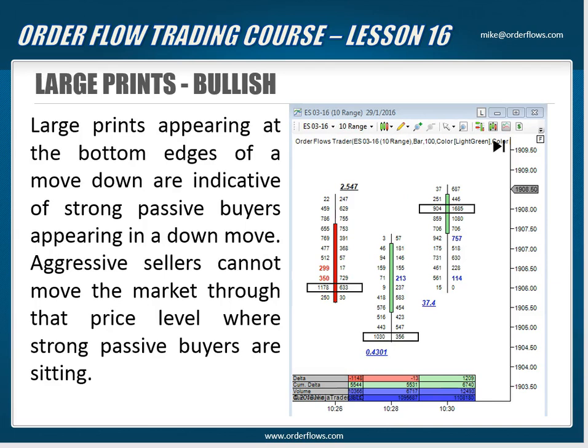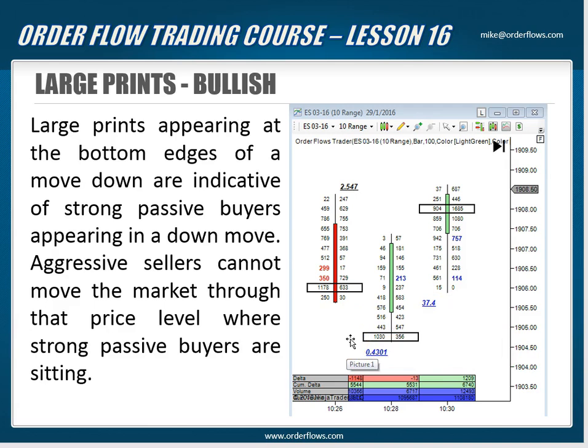Okay, the next one is large prints. Bullish large prints appearing at the bottom edges of a move down are indicative of strong passive buyers appearing in a down move. Aggressive sellers can't move the market through the price level where the strong passive buyers are sitting. So you guys see that as a ratio. Again, it's going to be blue. Unlike a small print, it's a different type of number. It's going to be a number closer to 0, usually a number between 0.69 or 0.7 and 0, which will indicate that there's heavy volume at the very bottom of the bar.